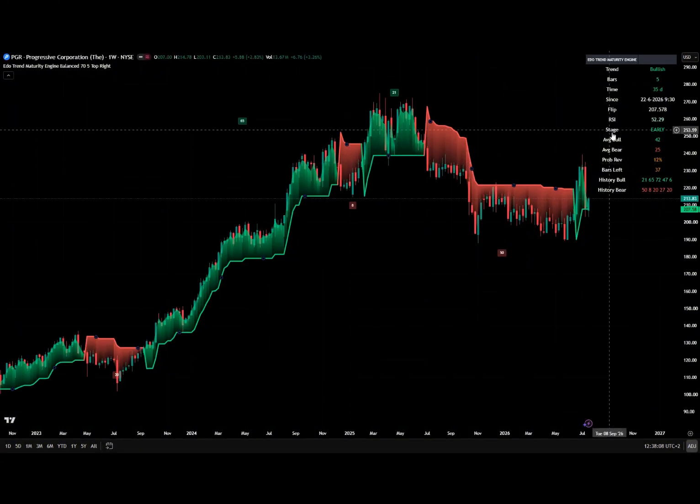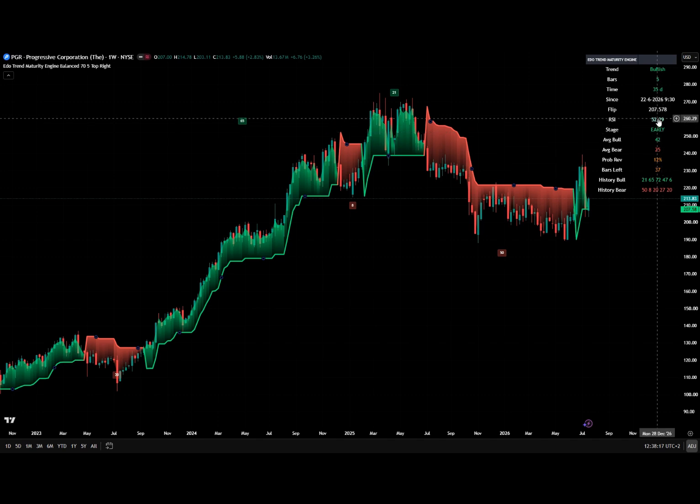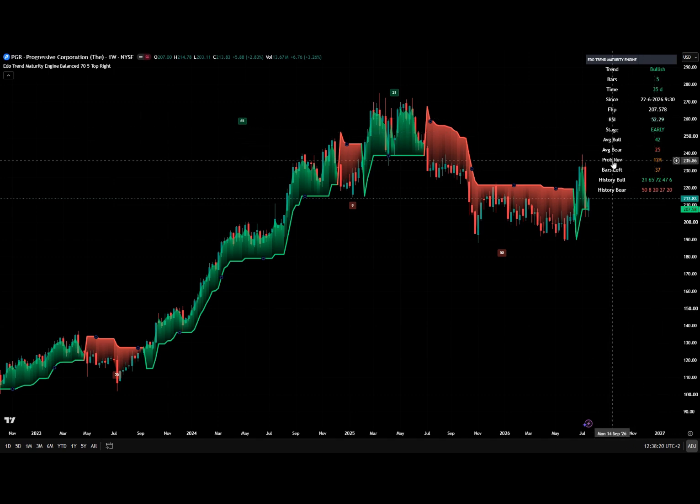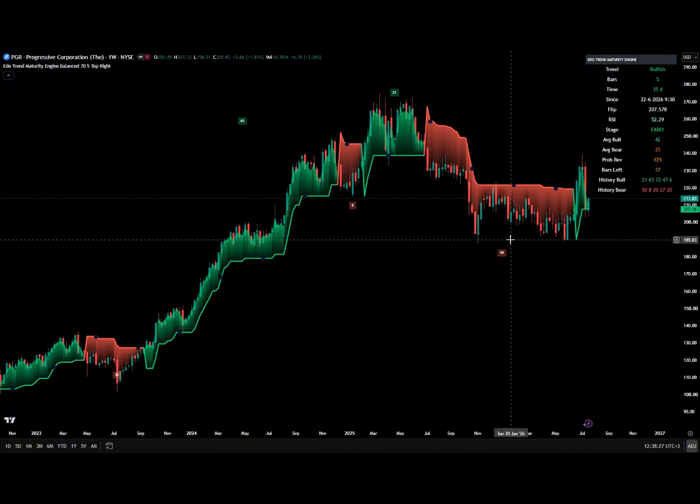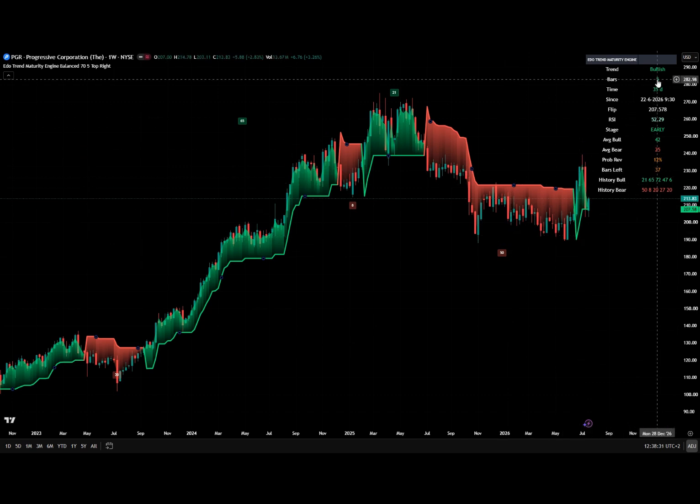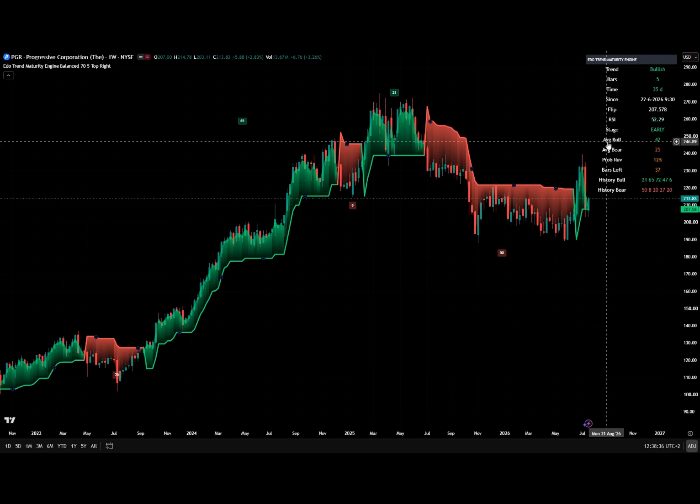Then comes the maturity block, and this is what the engine is for. Stage reads early here, the move is young compared with what this asset usually does. Prob Rev, 12%. Bars left, 37. An early trend is where continuation setups make sense. Progressive Weekly has been trending for 5 bars against an average of 42, so there is room ahead. That is the whole point of reading maturity before you size a position.